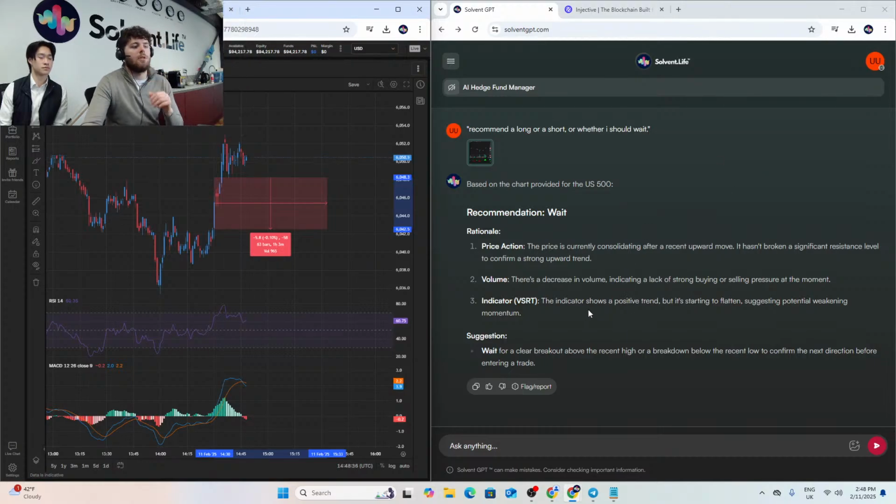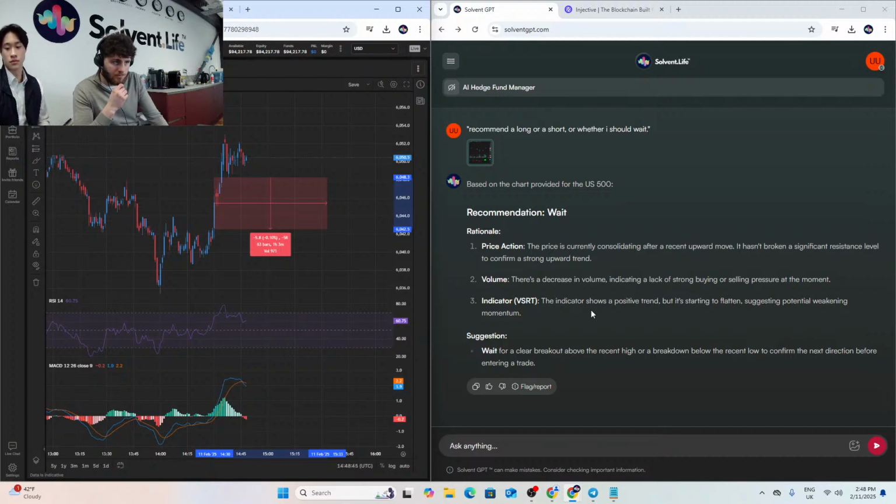Fantastic. So the indicator is showing a positive trend at the moment. However, it's starting to flatten. Potential weakening momentum. Volume is decreasing, and price is currently consolidating after an upwards movement. Fantastic.